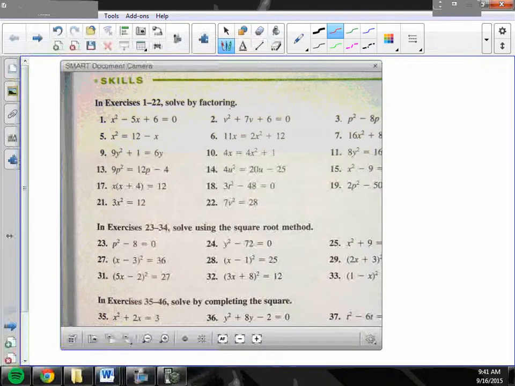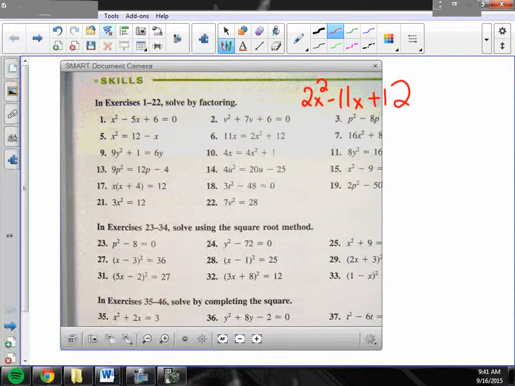So for number 6, do I want to move everything to the left or to the right? To the right. So 2x squared minus 11x plus 12. Ideally, I would like to divide out a 2. Can I? No, because 11 is prime. If I could divide out a 2, what do I do with it? I'd put it outside, and how is it going to affect my answer?